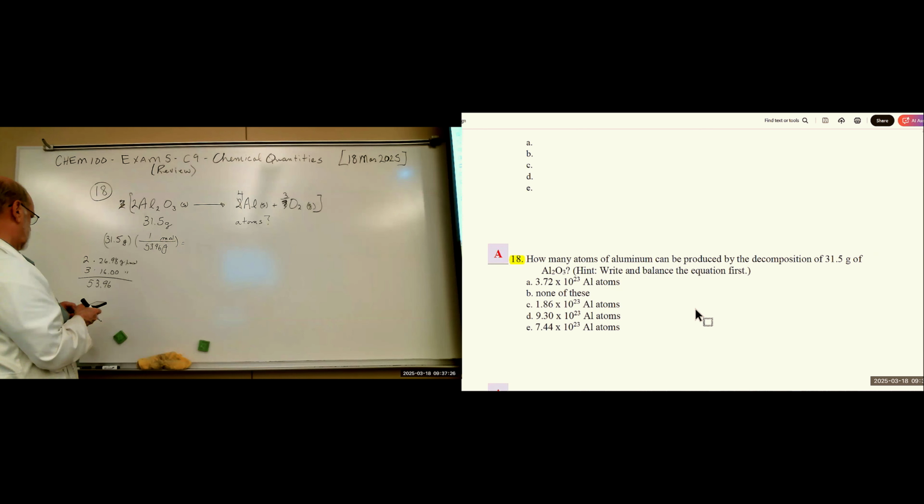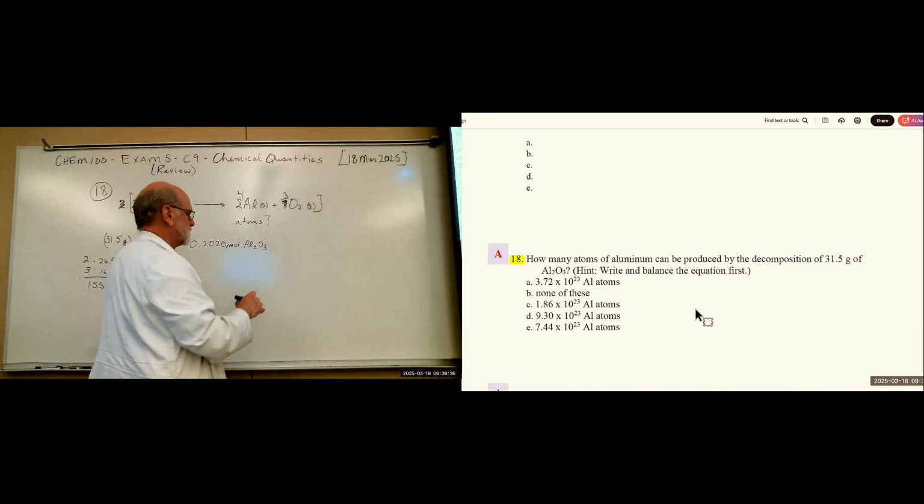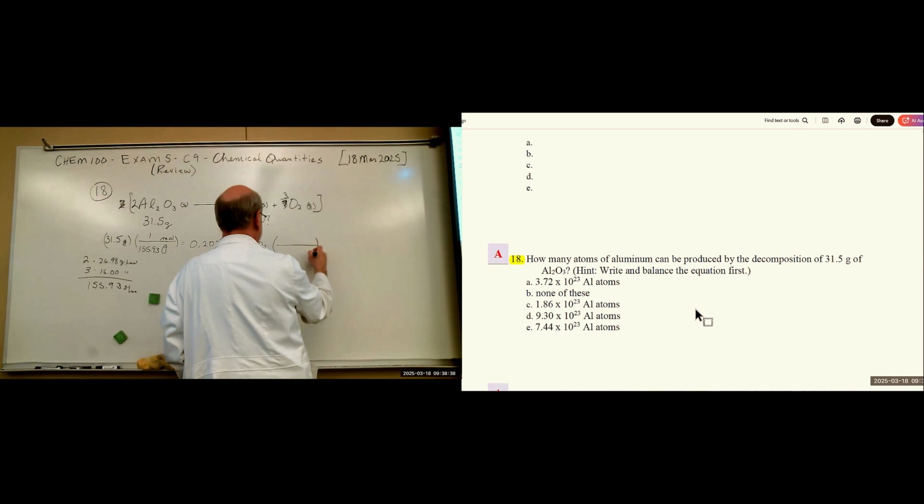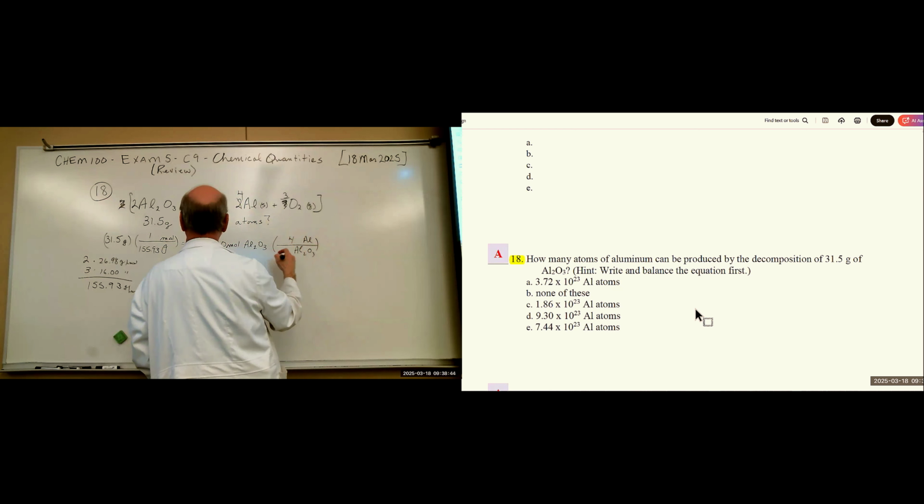Right? So you can solve this problem 2 different ways. You can use a conversion factor. Like that. This would be 4. This would be 2. Okay. And that would be 2 times this value, 0.404. Yeah, 3 significant figures. Well, that's how many moles of aluminum.